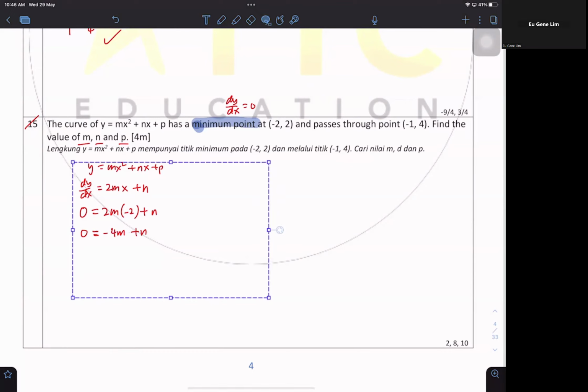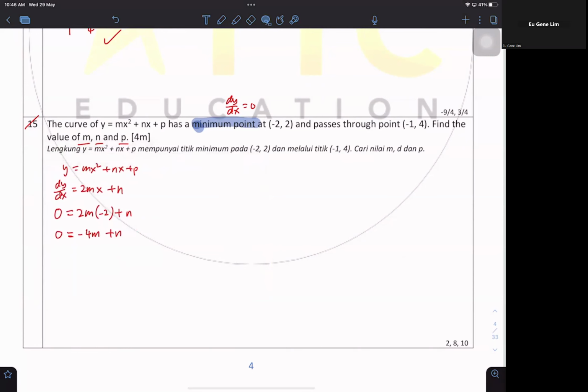Then still we are not able to find any unknown. So how should we do this actually? Take the point, sub to the original equation. Both the points can be substituted into the original equation.